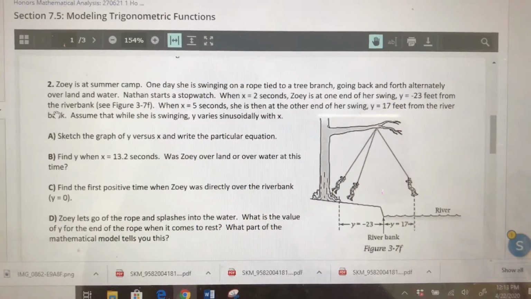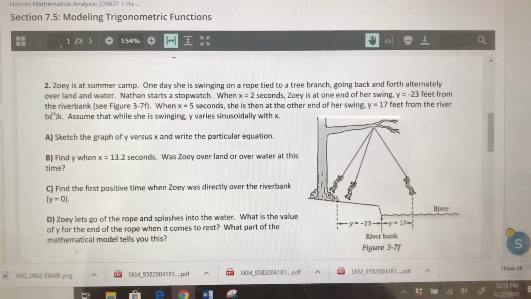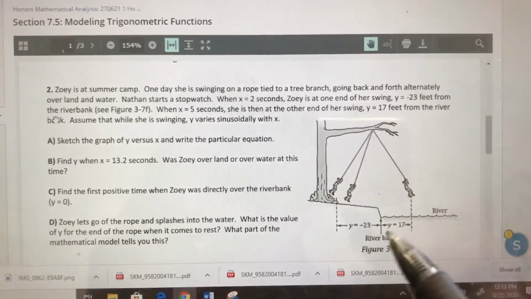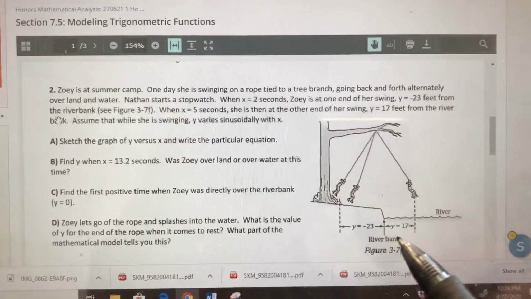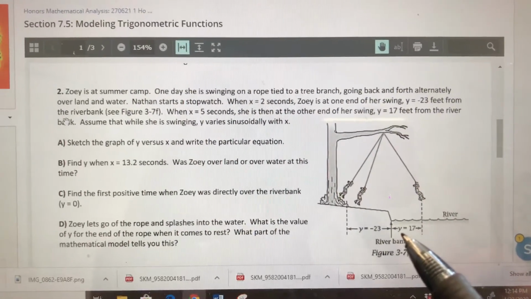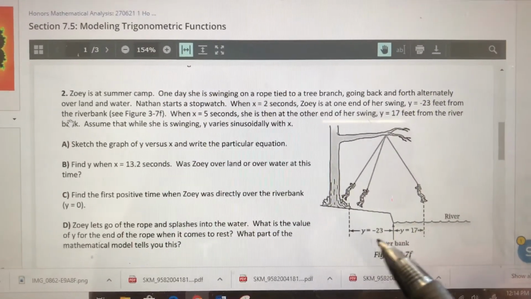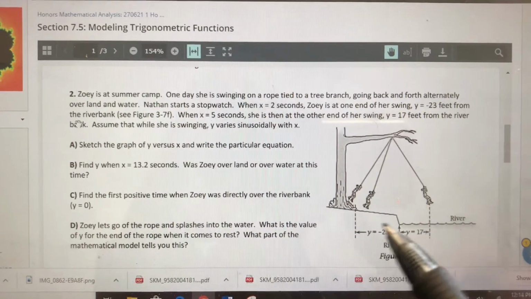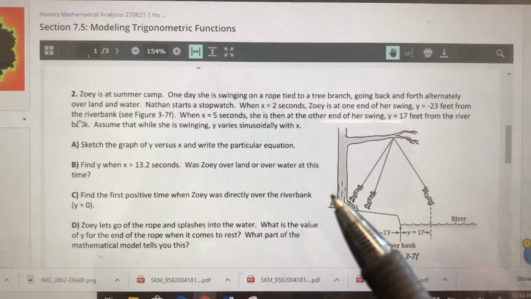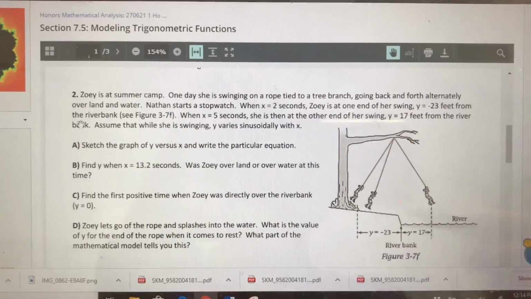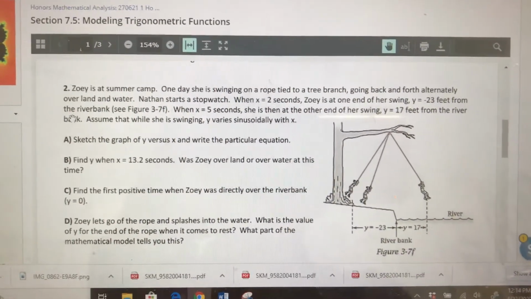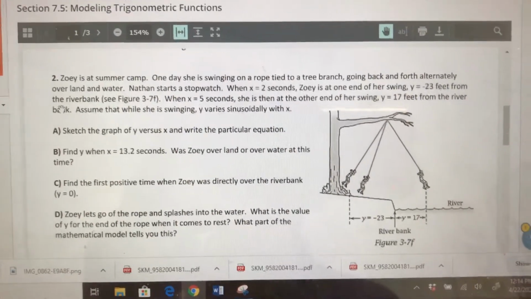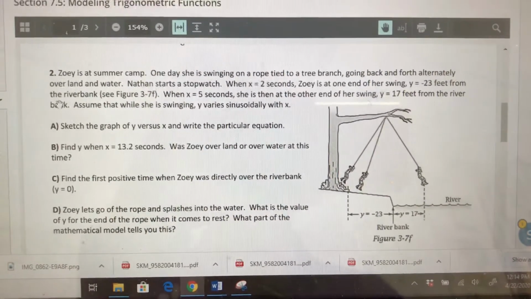So we've got this girl on a swing, and they're representing positive 17 here as when she's over the water, and negative 23 here is the number of feet behind the water she is. So she goes as far as 23 feet behind the shore, as far as 17 feet past the shore, and she's swinging back and forth. And the key here is it's repeating. So we say this is periodic motion, all right?